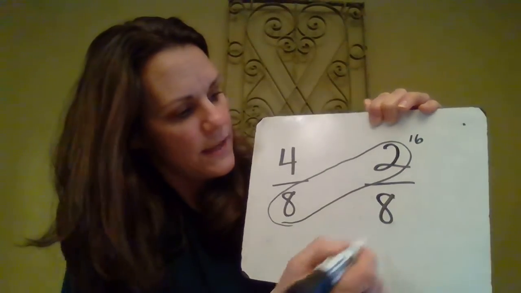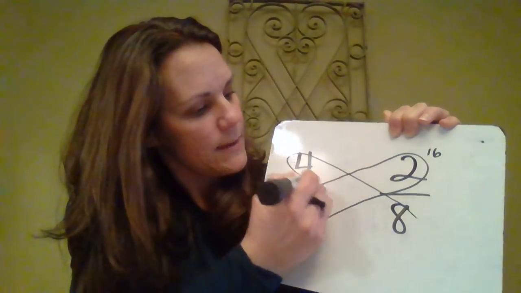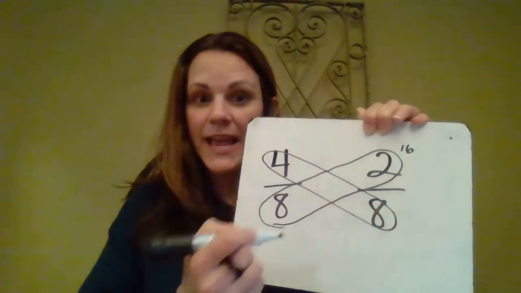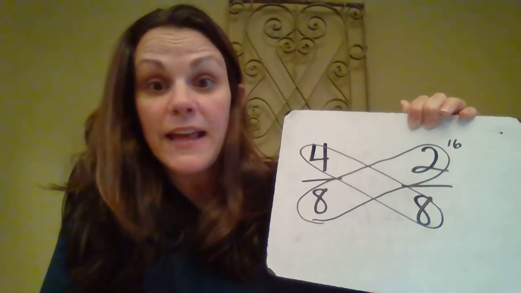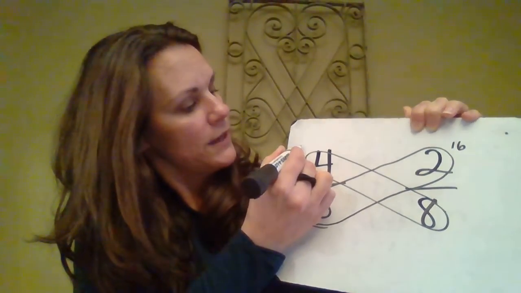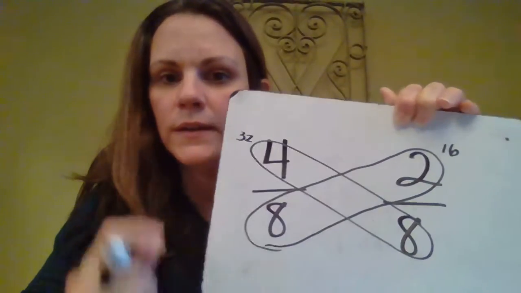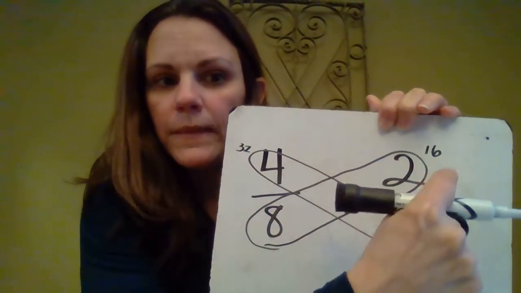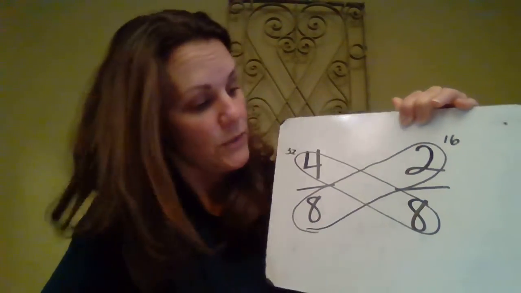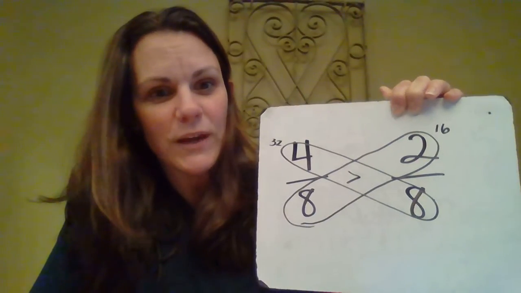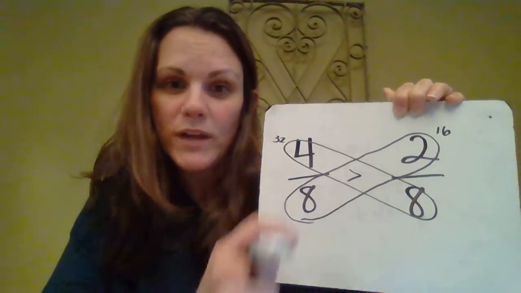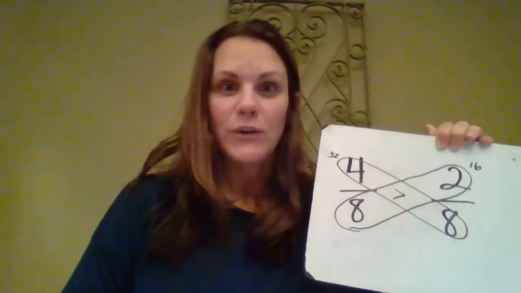Okay? Then we do the same thing with this side. 8 times 4. You see how it's made an X or cross? 8 times 4, now that might be a trickier one. That's 32. Again, we're going to write it up here next to the numerator. Which is more, 32 or 16? Right, 32 is. And look, that means this fraction, 4/8, is greater than 2/8. So cross multiplying is just another way to also prove your answer. I'll do another one. Cross multiplying is kind of fun.